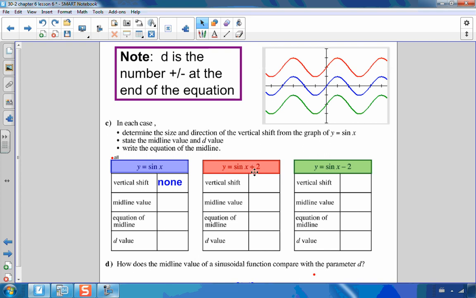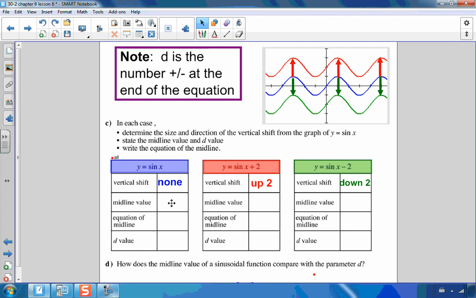See how it has a plus 2? That means that graph has gone up 2. You can see I'm going up 2 for all my units. Okay, this graph here, sine x minus 2, the minus 2 at the end there tells me my graph has gone down 2 units, as the arrows there indicate.